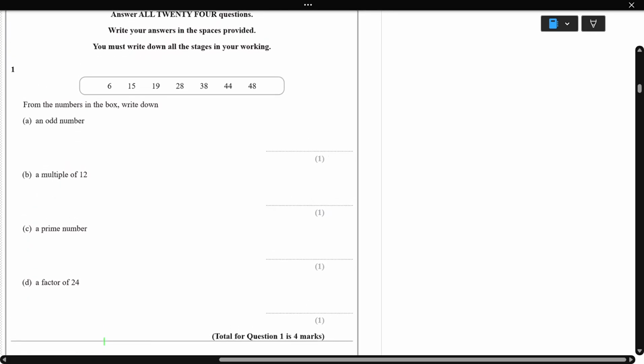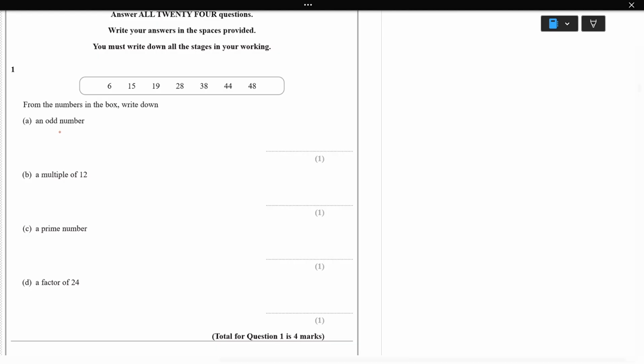First question, there are some numbers given. From here we need to find an odd number. We can write there are two odd numbers, 15 and 19. So we can choose any. I'm writing 15 here.